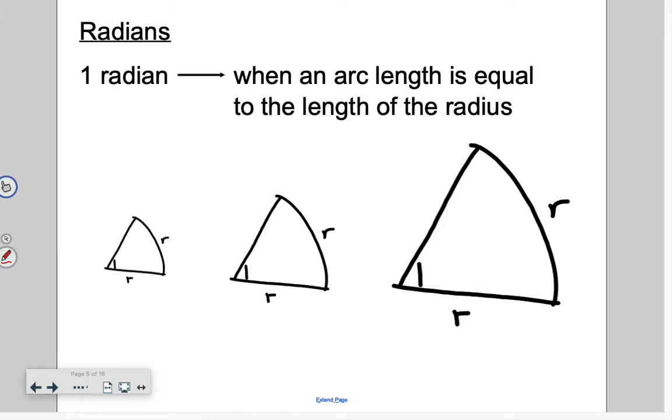Okay? The idea was the angles had to be the same, period. If the angles weren't the same, the triangles were not similar. It's the same idea here. The circle can be a lot bigger or smaller, but as long as the radius and the arc are the same, you've got 1 radian. That angle will always remain the same.